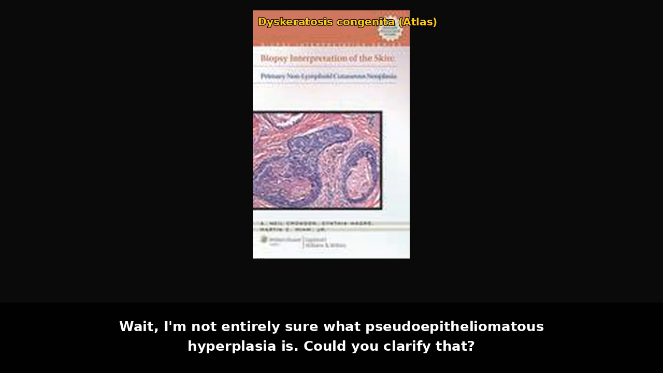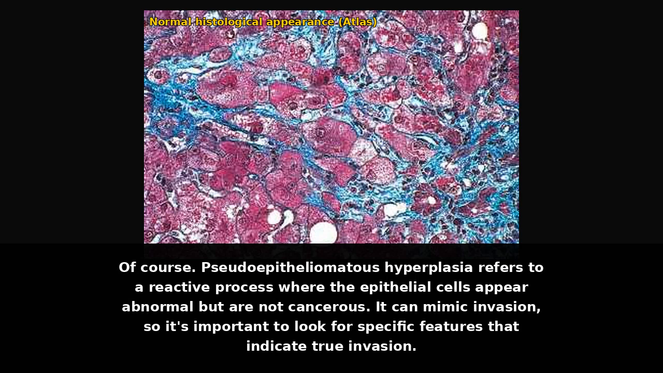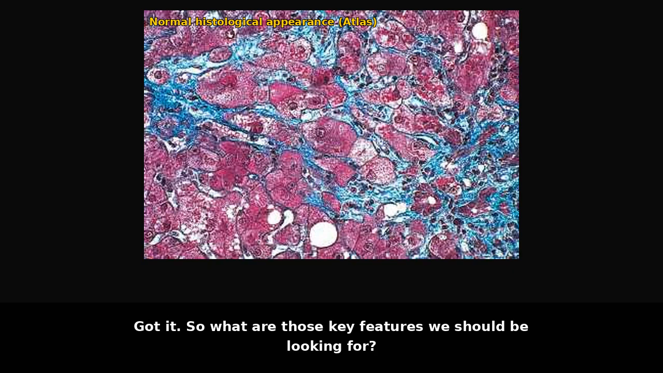Wait, I'm not entirely sure what pseudoepitheliomatous hyperplasia is. Could you clarify that? Of course. Pseudoepitheliomatous hyperplasia refers to a reactive process where the epithelial cells appear abnormal but are not cancerous. It can mimic invasion, so it's important to look for specific features that indicate true invasion. Got it. So, what are those key features we should be looking for?